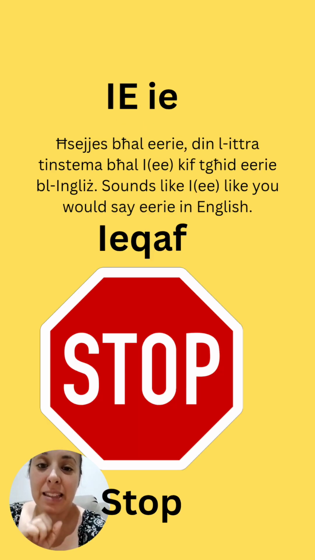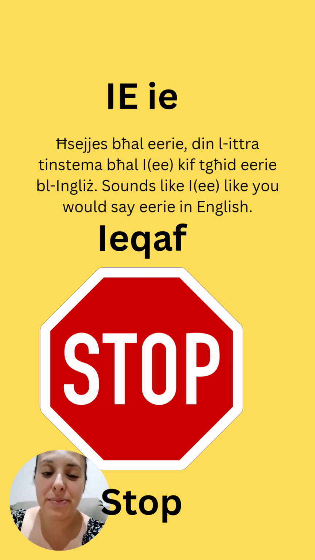Okay. Din il-litra I tos pal iri. Din il-litra tisema pal I kif tgħid iri bil-Ingliż. Sounds like you would say iri in English. Okay, so per esempio, I af, which means stop.